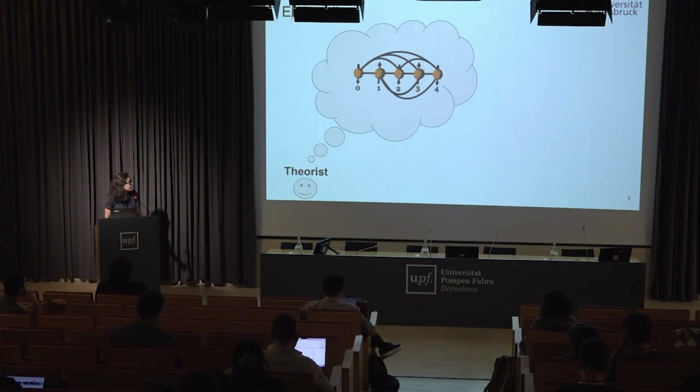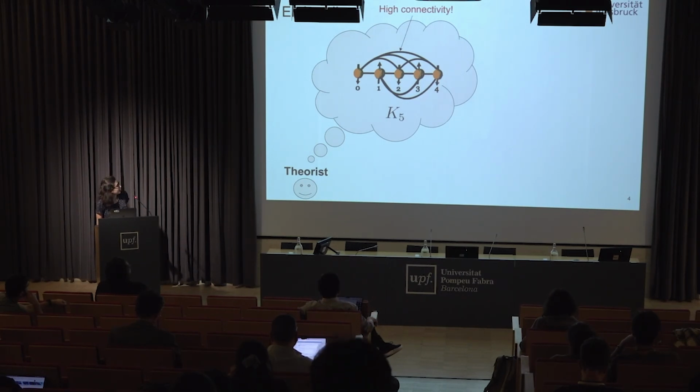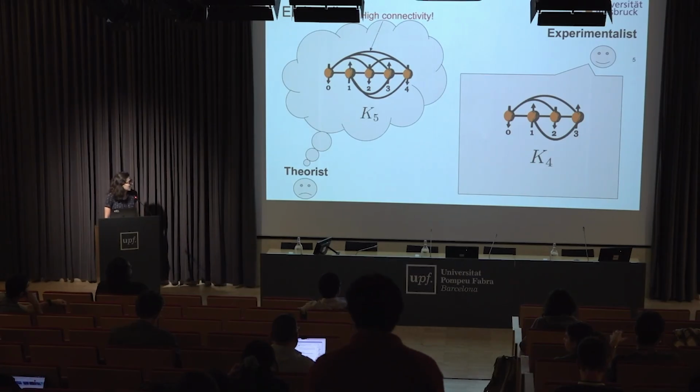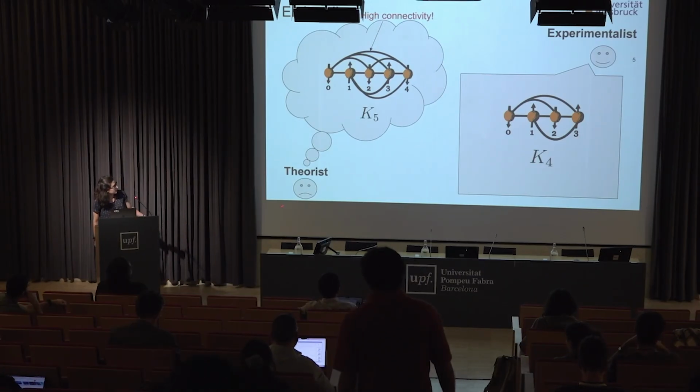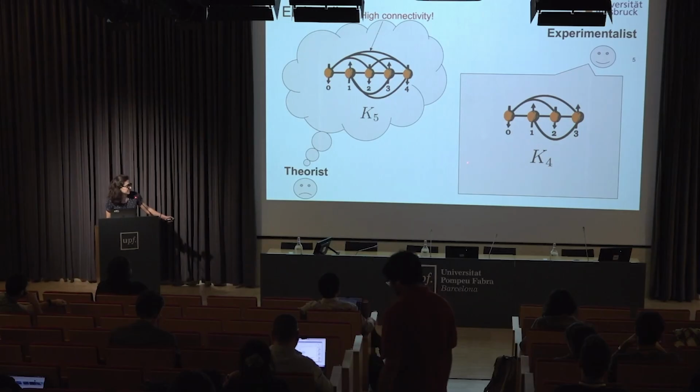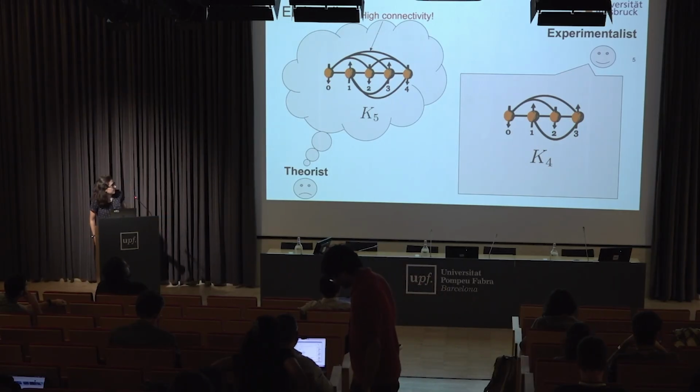Something interesting about these optimization problems encoded onto Ising models is that they tend to have quite high connectivity. And this might cause issues when we talk to our experimental friends, because on the hardware, they actually have something with much lower connectivity. So how do we get around this problem?